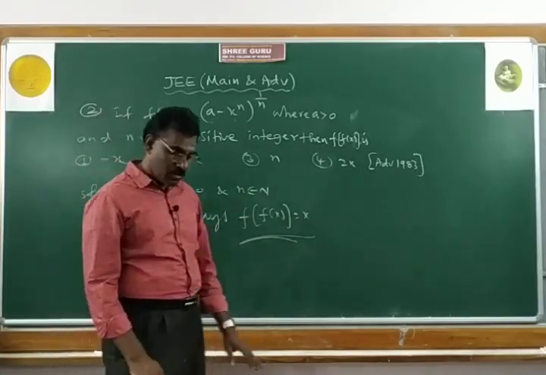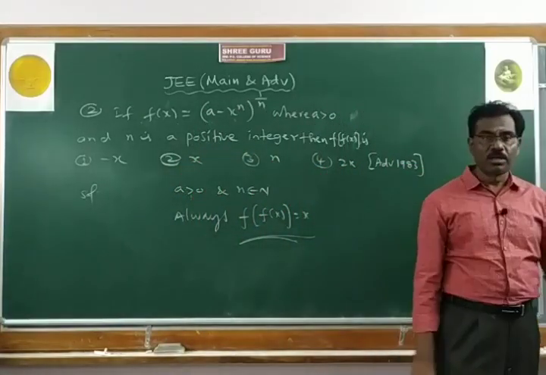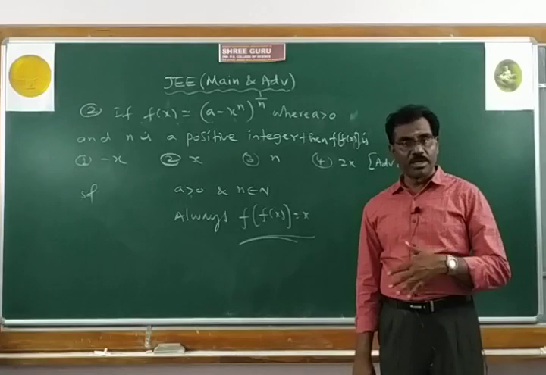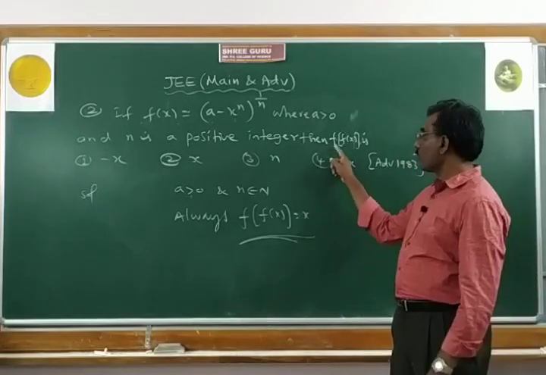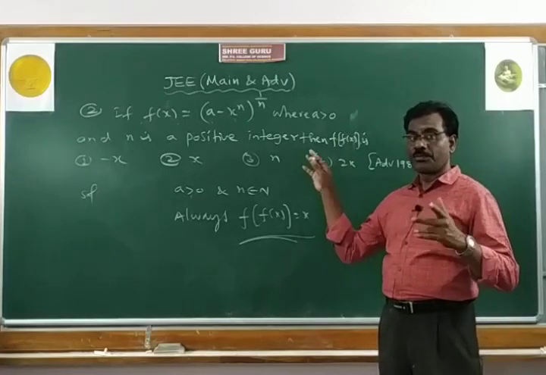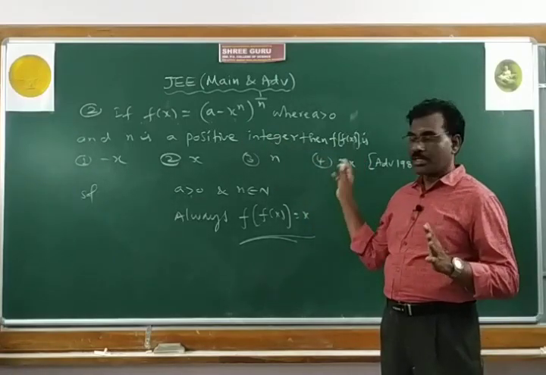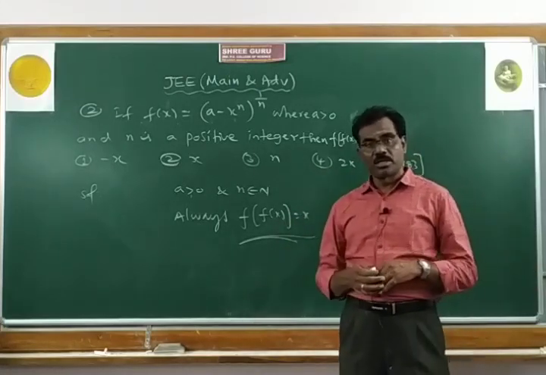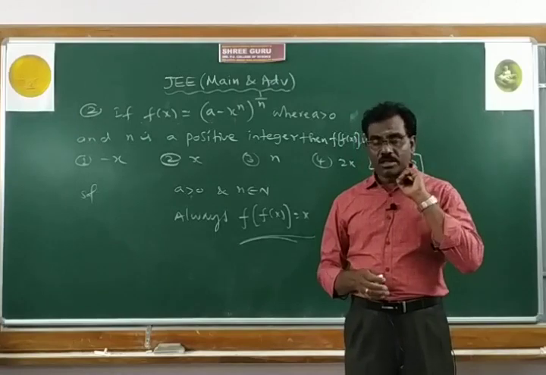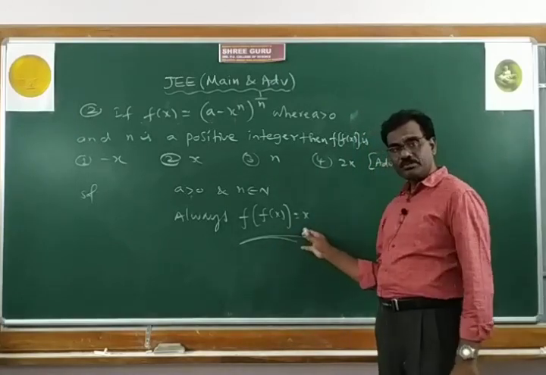So what is the problem? f of x is equal to a minus x to the power n whole raised to 1 by n. Always f composition f of x is x. I think f into f of x is x, and this concept I already explained in theory also, and it is called the identity function. What is called? Identity function.